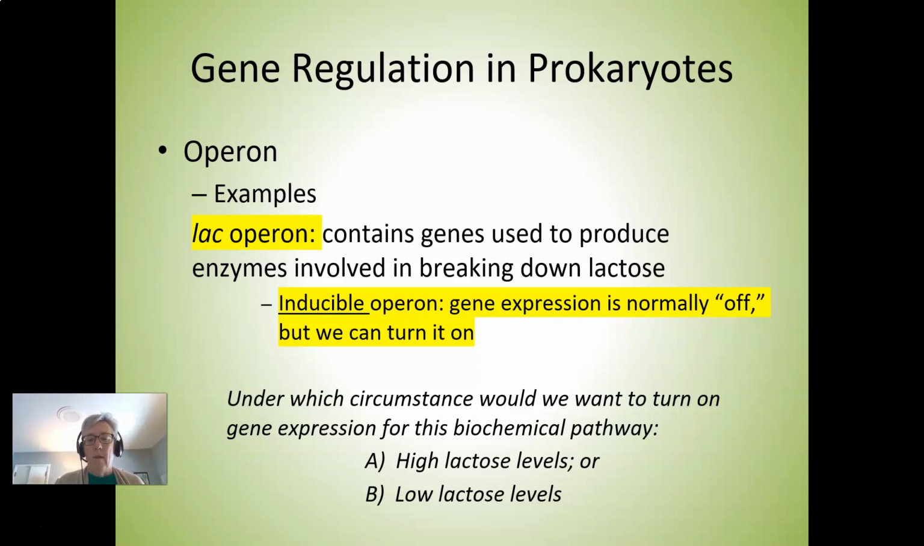So if we have high lactose and low lactose, let's think about this for a second. If we have high lactose levels, we would like that operon to be turned on because we want that lactose to get broken down so the cell can get the energy out of the lactose, right? So under high lactose circumstances, the lactose is inducing the operon to be turned on for transcription to happen. If we don't have any lactose, under low lactose levels, we want that operon to be off, right? Because we don't want to make the enzymes to break down lactose if we don't have any lactose. That would be energetically wasteful.